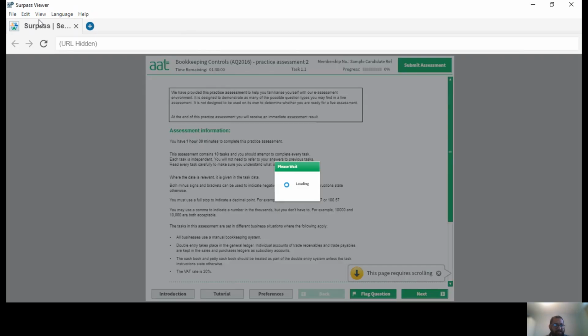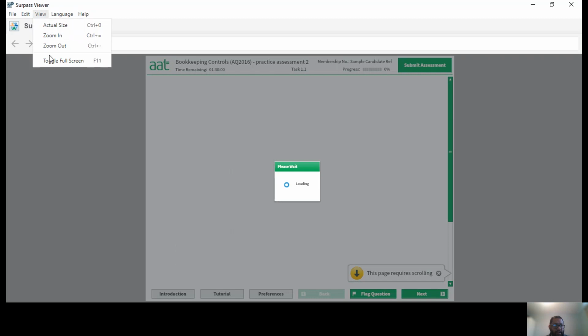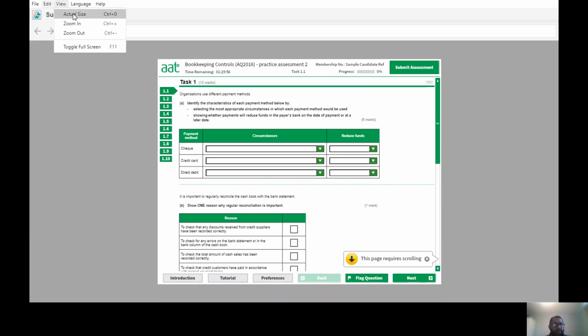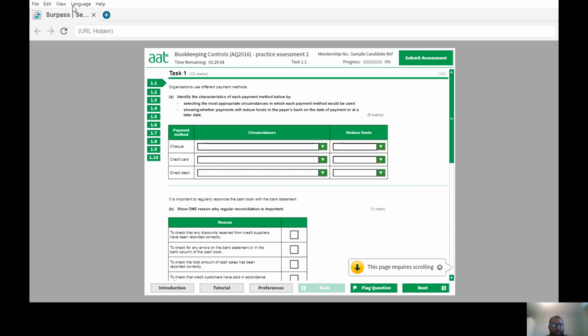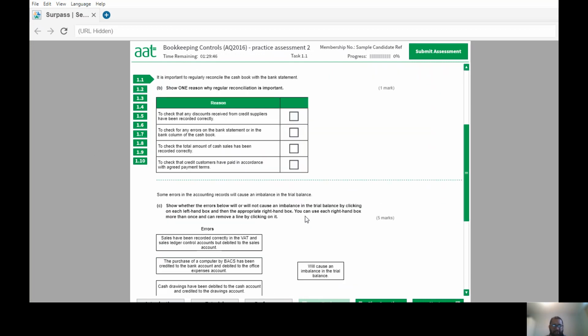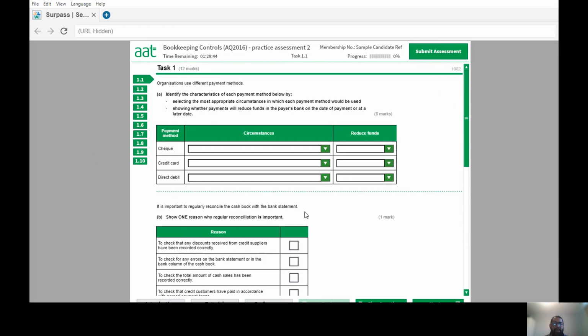I already got that screen ready. I'm just going to press start assessment. I'm going to full screen so I can see a little bit better and zoom in a little more. Yeah, that's fine, because I can still press the next button and see all the questions available at the moment. It's a lot clearer and easier on my eye.